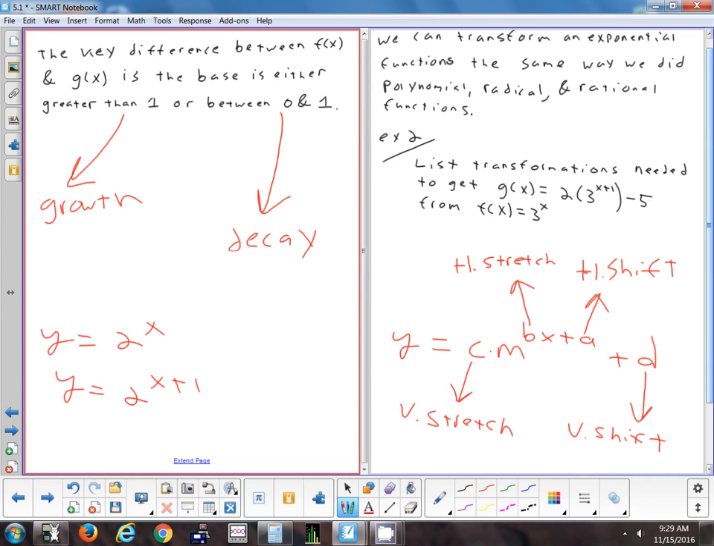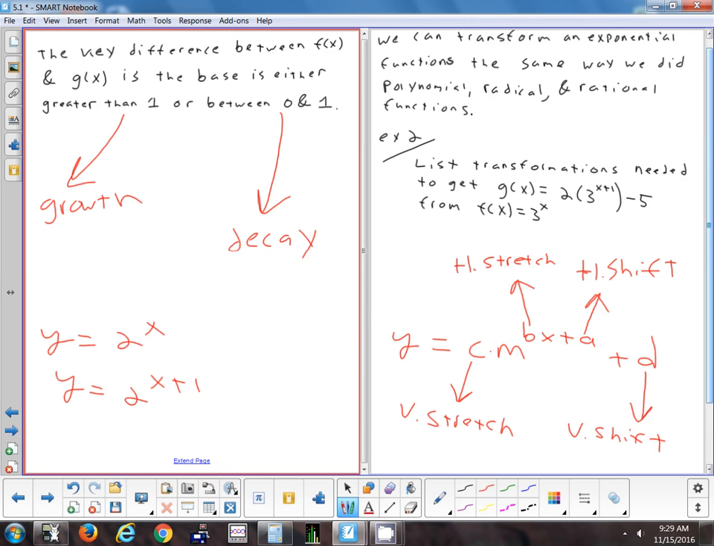Now with the vertical stuff, it's not the opposite. A big number for C stretches it bigger. Small number for C compresses it. Positive number for D shifts up. Negative shifts down. What about if you had a negative for B or C? What would those do? And actually, we did one. We graphed 2 to the x and we graphed 2 to the negative x.